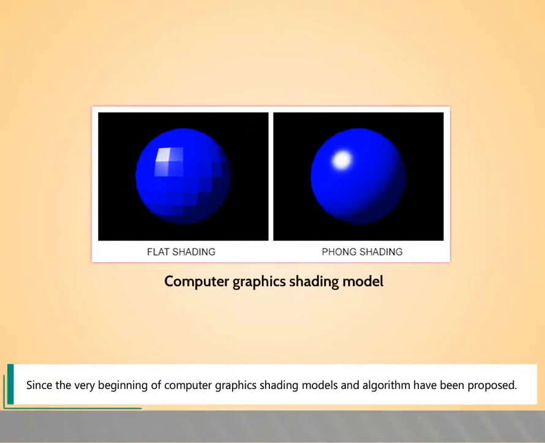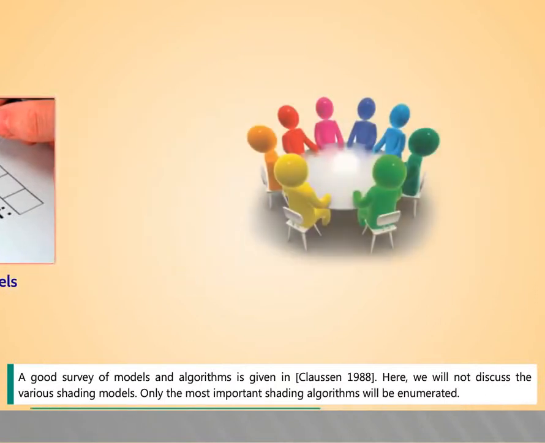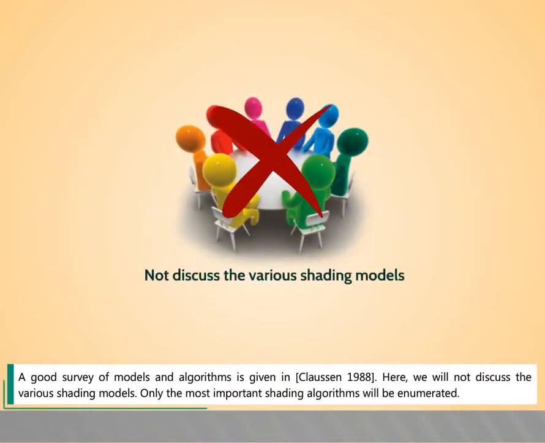Since the very beginning of computer graphics, shading models and algorithms have been proposed. A good survey of models and algorithms is given in Clausen 1988. Here, we will not discuss the various shading models, only the most important shading algorithms will be enumerated.